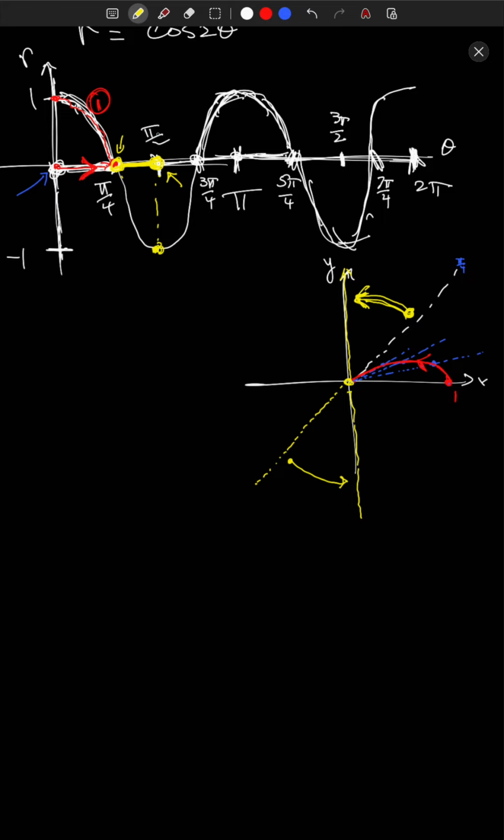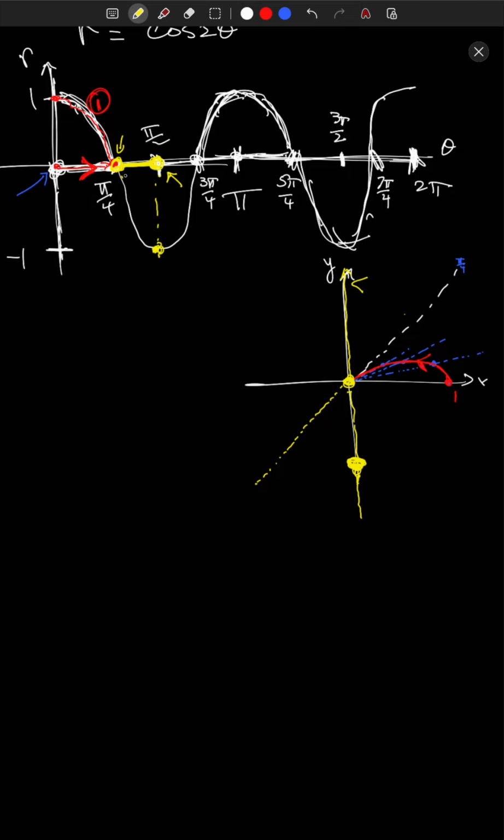So at theta equals pi over 2, let me erase these again, in other words, this angle all the way to there, r should be -1. So instead of drawing in the positive y-axis, we draw in the negative y-axis a distance of 1. We should end up down there, starting at 0 at the origin and ending at 0 comma -1.